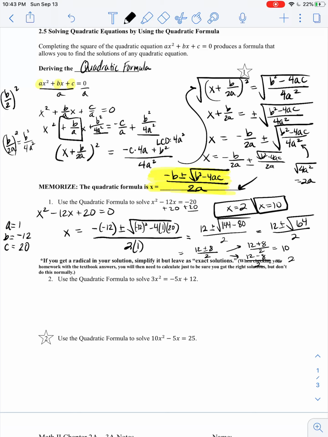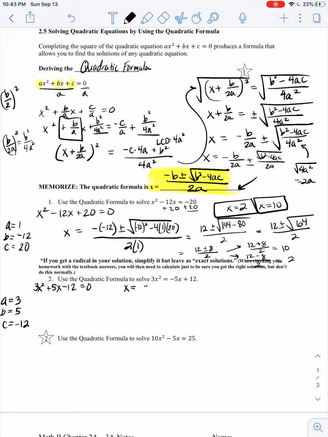So, all right. Number 2, it says use the quadratic formula to solve, and then we've got terms on both sides. So first thing we do is put it into standard form. So I'm going to add the 5x, subtract 12. So we know that A is 3, B is 5, and C is negative 12. So take the quadratic formula.